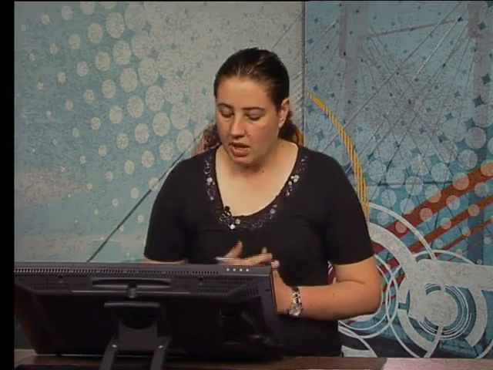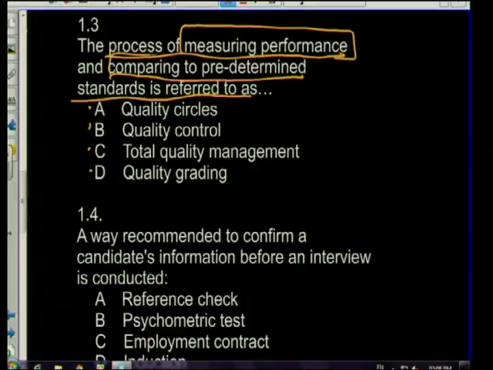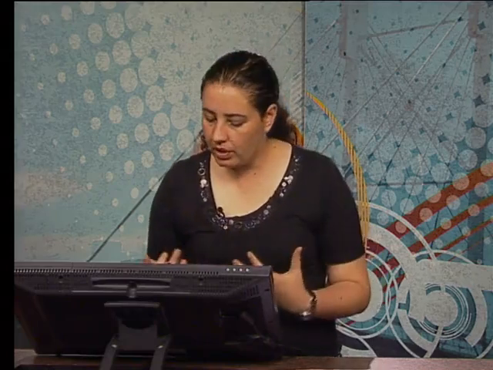And in this case, the method I would use is I would look at each of them and provide myself a definition of what they are and see which one is best suited. So in this case, because we are measuring performance and comparing it to predetermined standards, it would definitely be B, quality control. Why? Because we are comparing a product to preconceived or predetermined standards. So if we're creating shoes, this shoe needs to be exactly the same as the 1,000 other shoes we created to keep the quality control in measure.